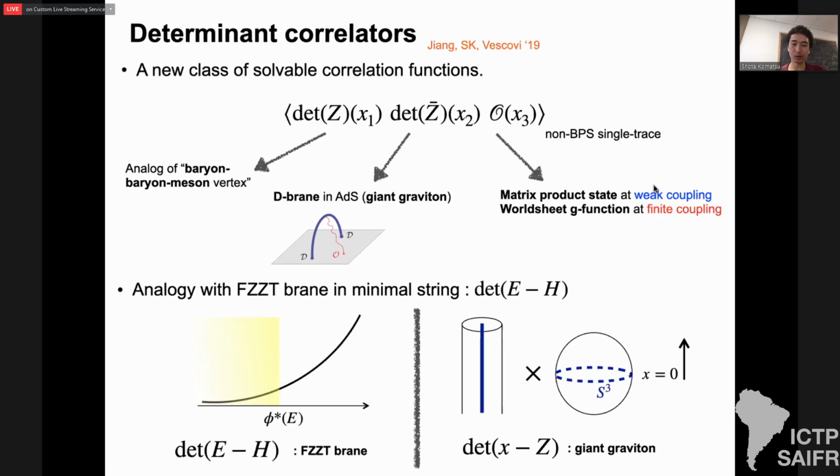But before moving on, I just wanted to mention an analogy with the FZZT brane in the minimal string, which corresponds to the insertion of the determinant of E minus H in the matrix integral, where H is the matrix here. In the case of the FZZT brane, this parameter E basically controls the position at which the FZZT brane ends. Similarly, if I introduce a generalization of this determinant operator by introducing a parameter X, then this X basically controls the position of the D3-brane in AdS5 times S5, in particular inside S5. As you increase X, the D-brane moves in this direction.